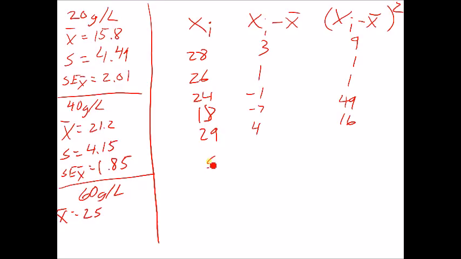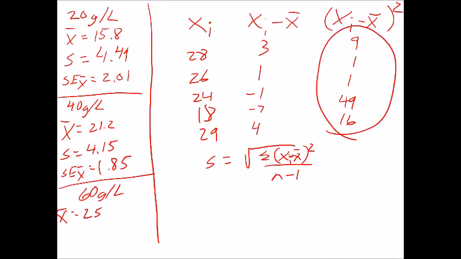Now we need to calculate the standard deviation, which remember is the square root of the summation of xi minus x bar quantity squared over n minus 1. So we need to sum up this column, add all those up. When we sum them, that sums up to be 76. So our standard deviation is going to be equal to the square root of 76 over the sample size minus 1. 5 minus 1 is 4. Calculate this out. We end up with a standard deviation of 4.36.